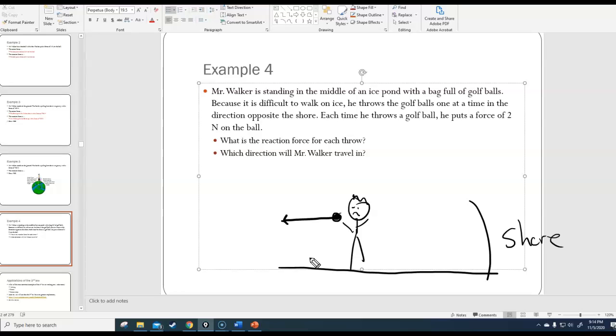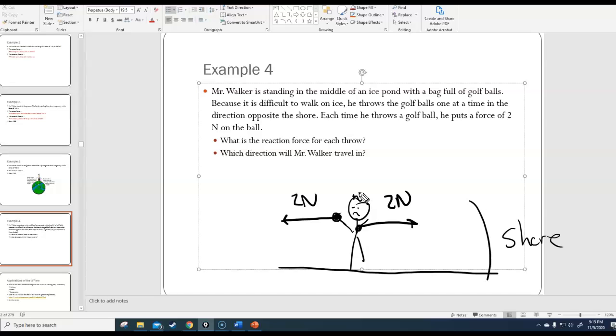Now the third law reaction is of course going to act on my body. So the ball feels a force of 2 newtons to the left, and my body is going to experience a force of 2 newtons to the right. And of course, there's also normal force and gravity, etc. But what's going to happen to me is I'm going to feel a force to the right, which means I'm actually going to go backwards towards the shore. And this is that recoil effect that we talked about before. The third law is entirely responsible for recoil. So as I throw a ball to the left, I actually move backwards to the right. And if I throw them faster to the left, I move backwards faster to the right.